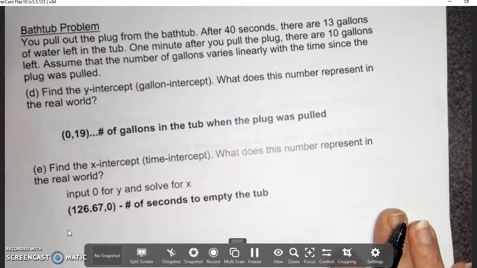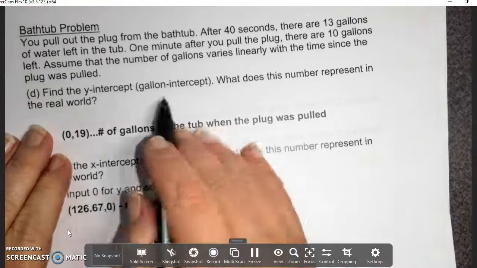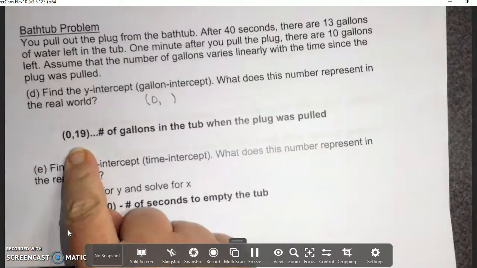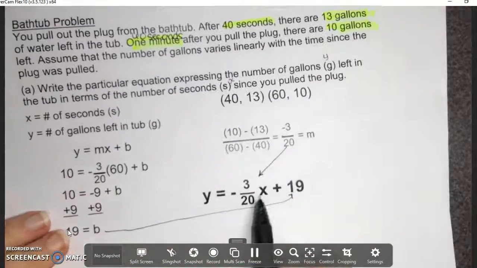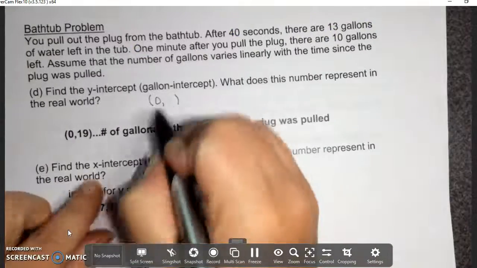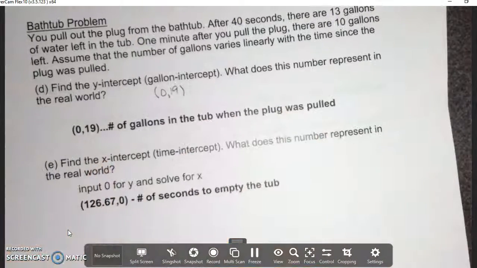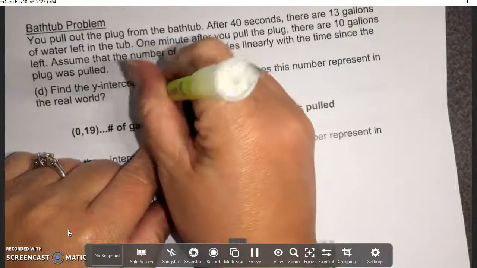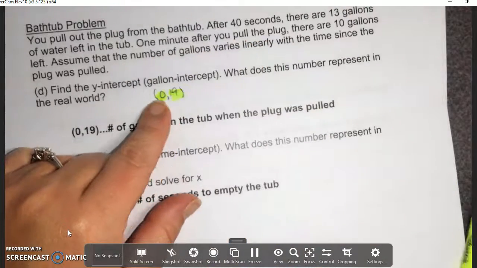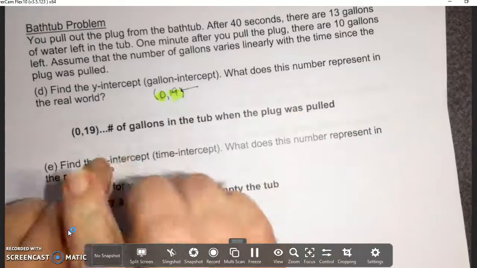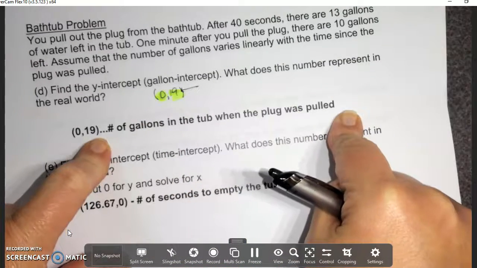Find the y-intercept. Okay, so the y-intercept is when our X is 0. So we look at our equation. This one's pretty simple if you have your equation. Where is it when X is 0? It's just your y-intercept. It's 19. So what does this number represent? Well, this is seconds. This is gallons. So at 0 seconds from pulling the stopper, I had 19. That's the number of gallons when the plug is initially pulled.